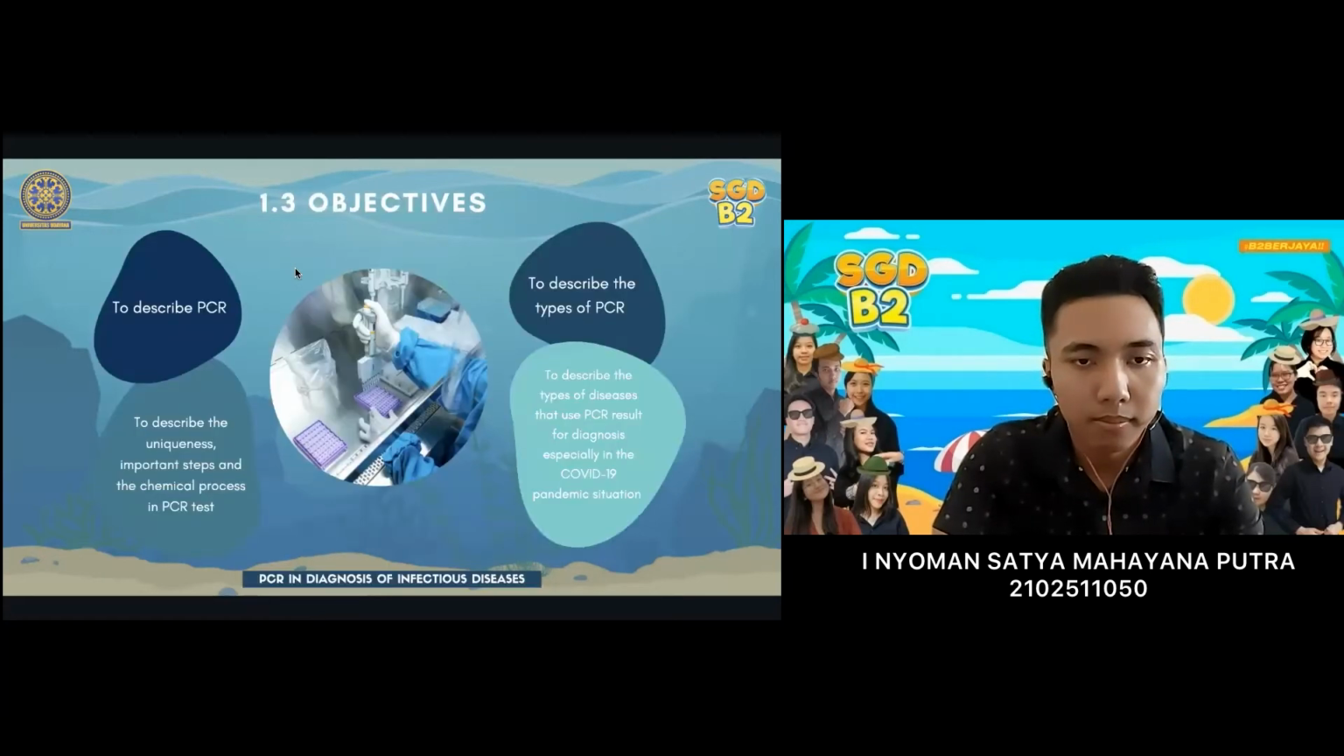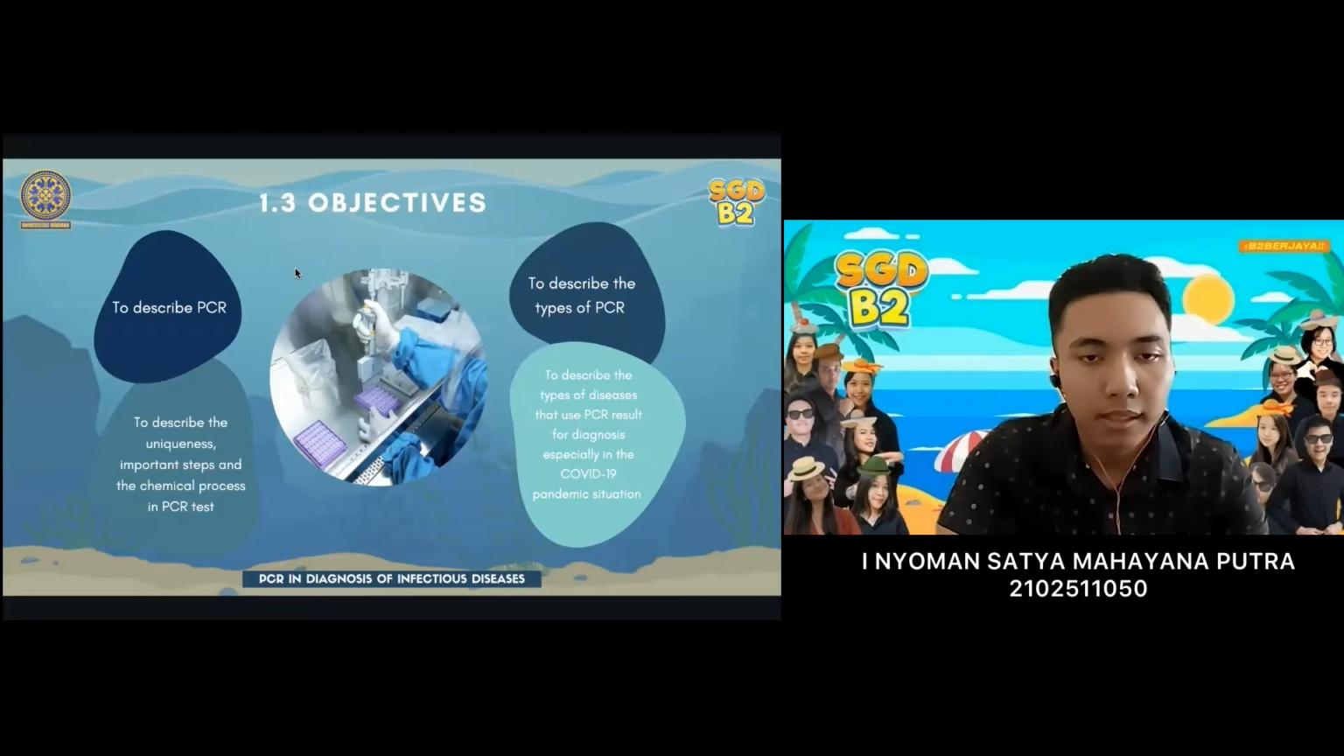Next. Objective. First, to describe PCR. Second, to describe the type of PCR. Third, to describe the uniqueness, important step, and the chemical process of PCR tests. Fourth, to describe the type of disease that use PCR result for diagnosis, especially in the COVID-19 pandemic situation.